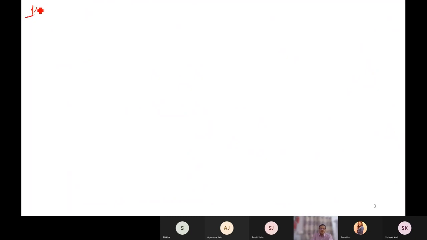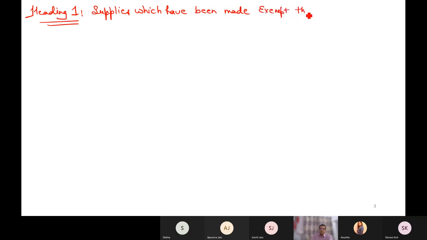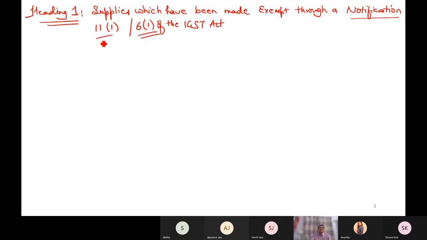So my heading 1, I can say, is supplies which have been made exempt through notification. When I use the words through notification in exemption, do remember that either it is section 11(1) or it is 6(1) of the IGST Act. If the supply is interstate, it will become 6(1). If intrastate, that means 11(1).